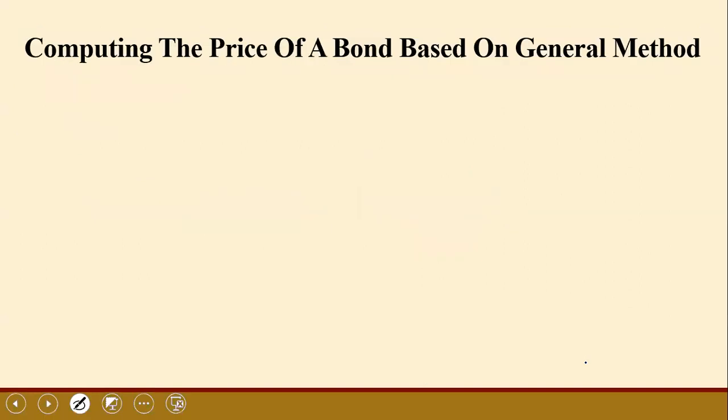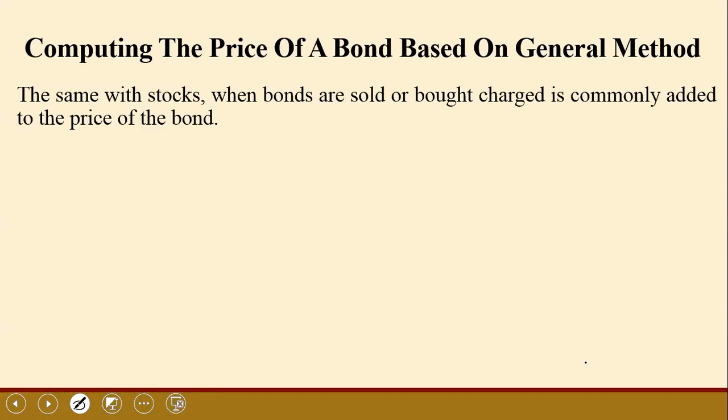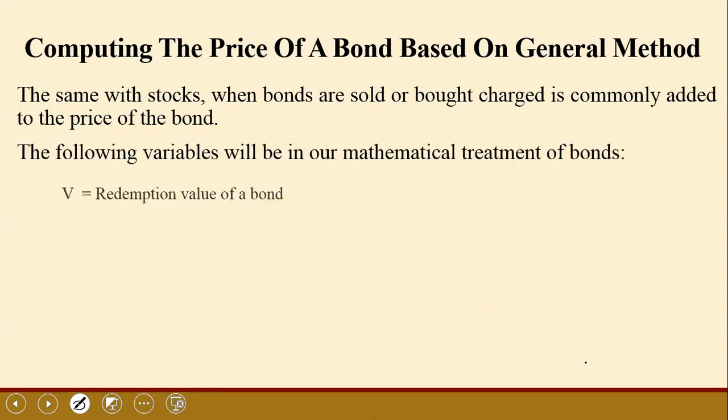And we have the price of a bond based on general method. Okay, so the same with stocks. When bonds are sold or bought, a charge is commonly added to the price of the bond. Okay, so we have the following variables that will be in our mathematical treatments of bond.